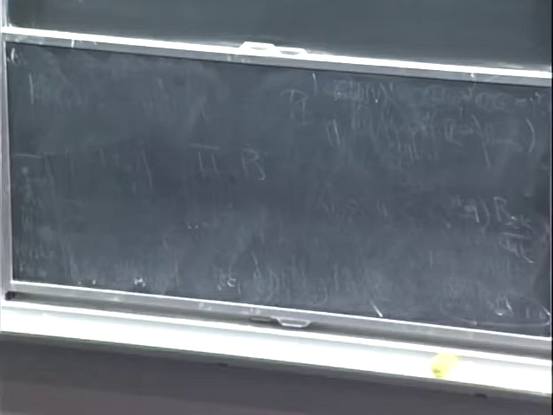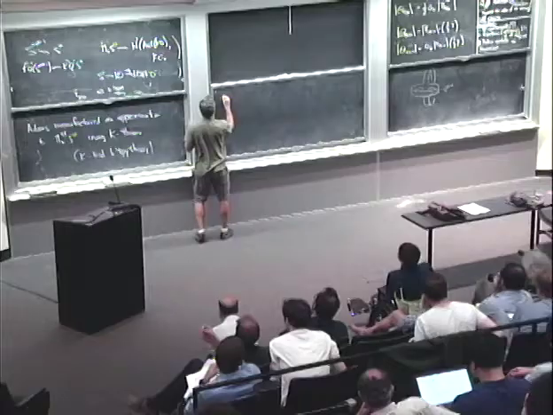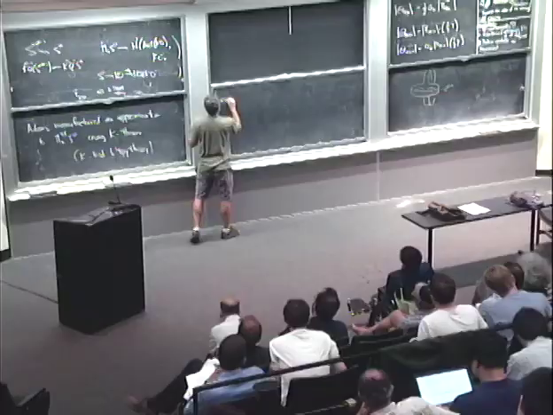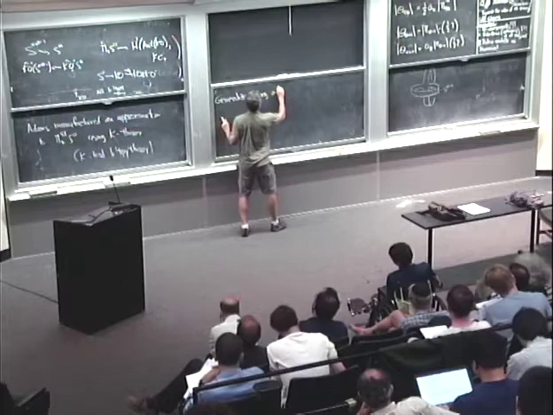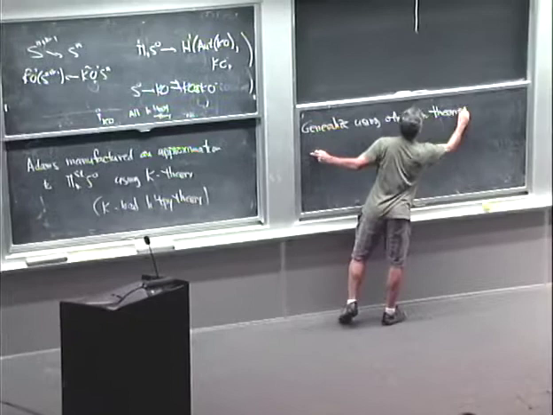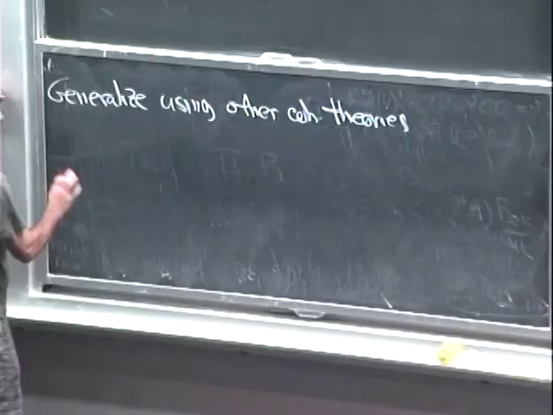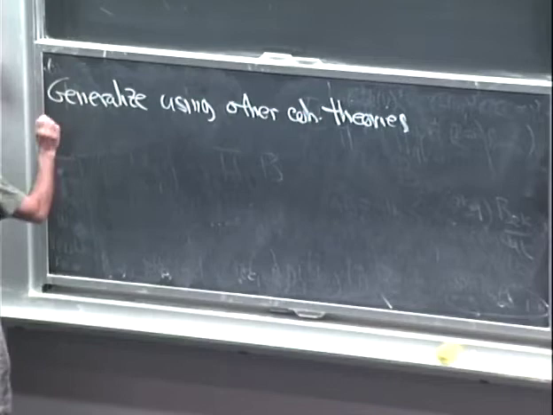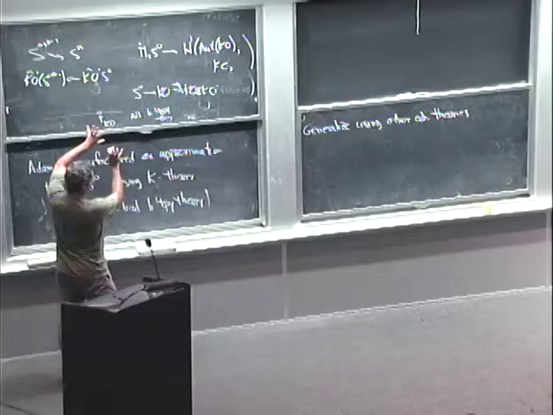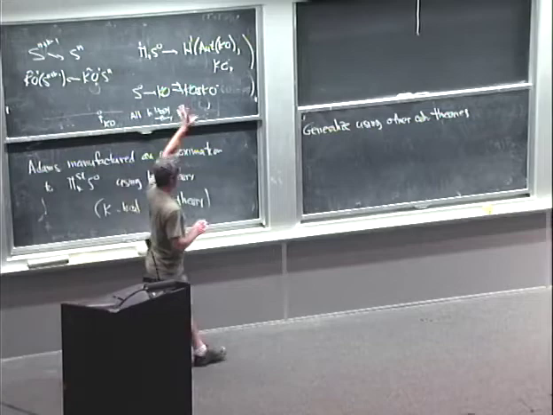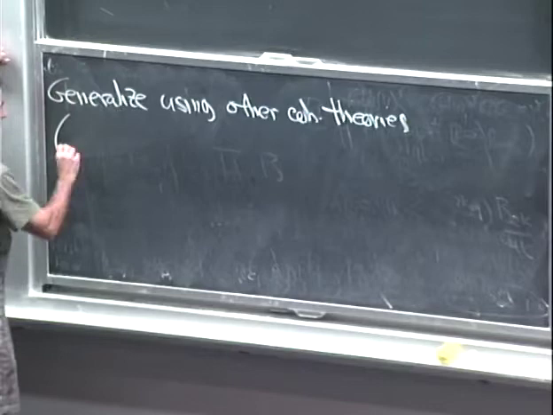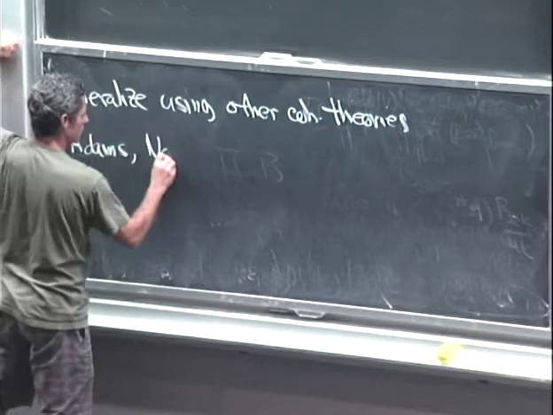So this generalizes. We can generalize this using other cohomology theories. It's a little bit difficult to say explicitly which ones I want to use. Well, let me first say that there's a little bit of an art to choosing the right cohomology theory to use. And some names that belong here are, of course, Adams and Novikov and Quillen.